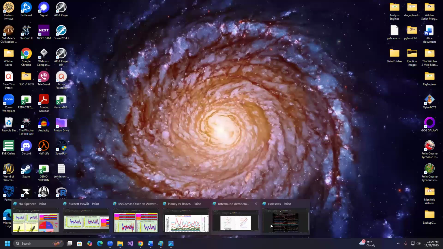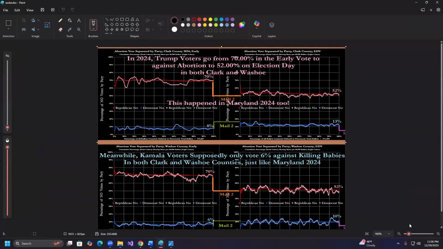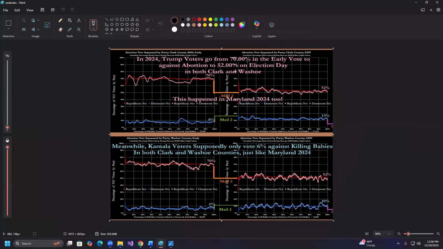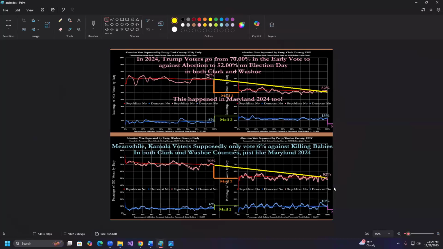There we go. Now, here we're going to get lockstep parallel motion on a grand scale between two counties. Here we see Trump voters on abortion, this is the early vote of Clark County. Trump voters were 70% opposed. And in the early vote of Washoe County, they were also 70% opposed. In fact, they were 70.00% opposed in both counties. Then on election day, Trump voters and Trump voters only fell to 52.00% opposed in both counties.